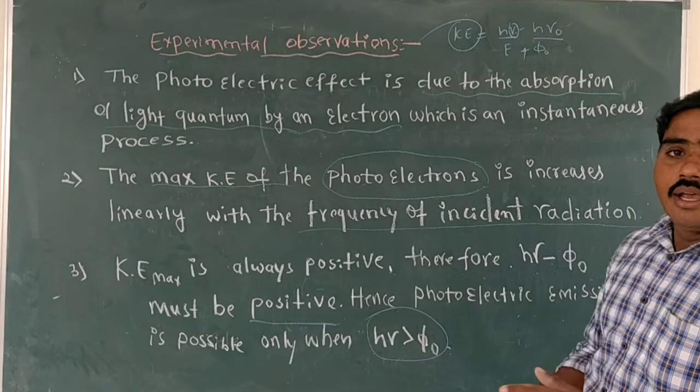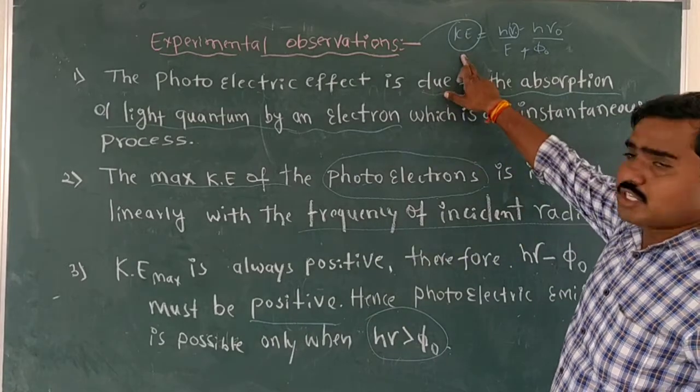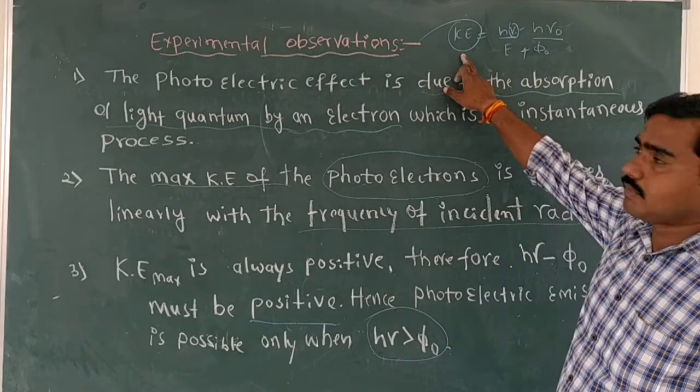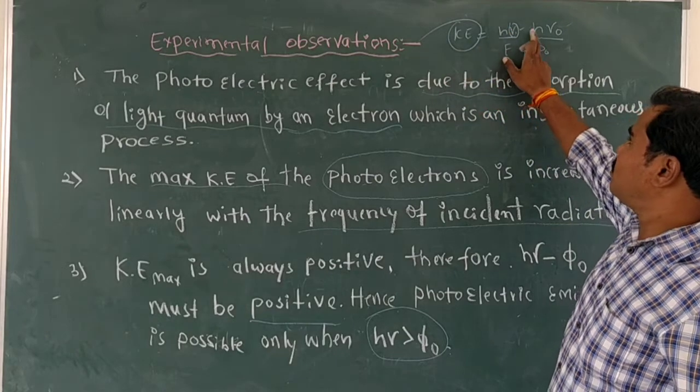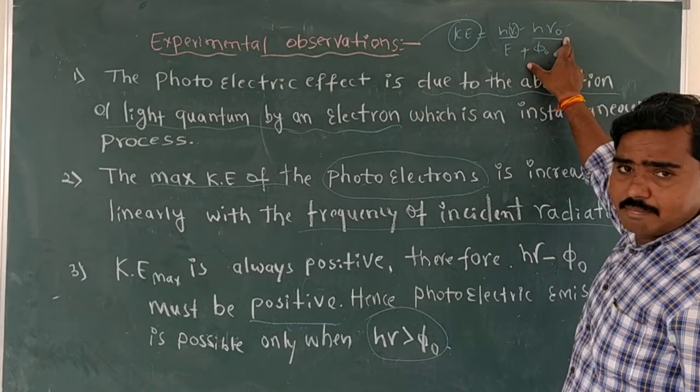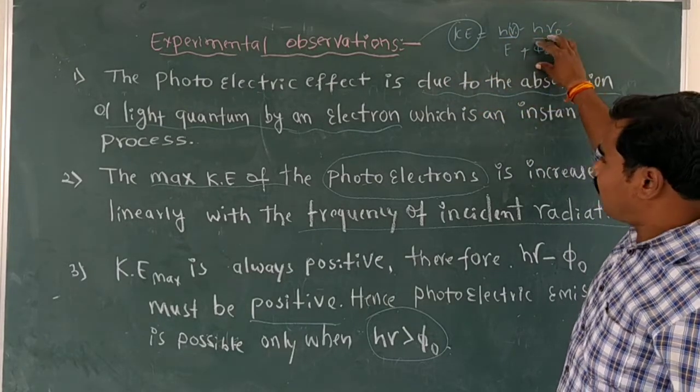Notably, the kinetic energy equation, the photoelectric equation: kinetic energy is equal to h nu minus h nu naught. This is the photon energy, this is the work function.